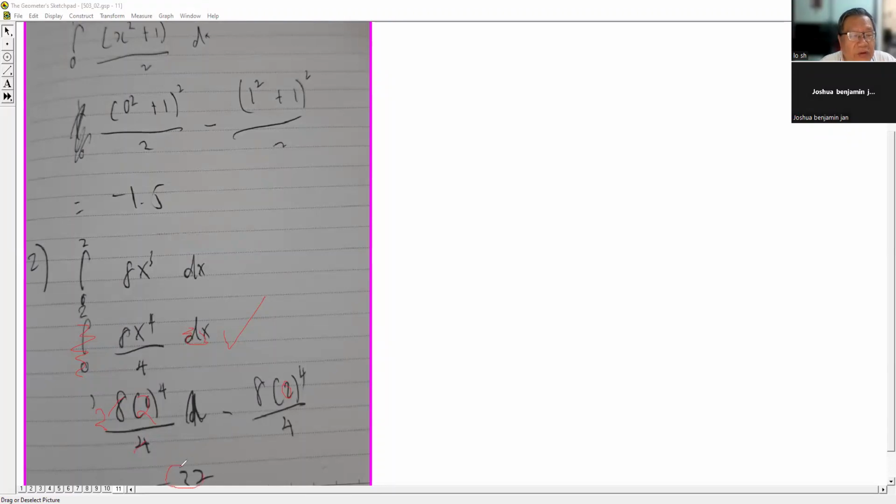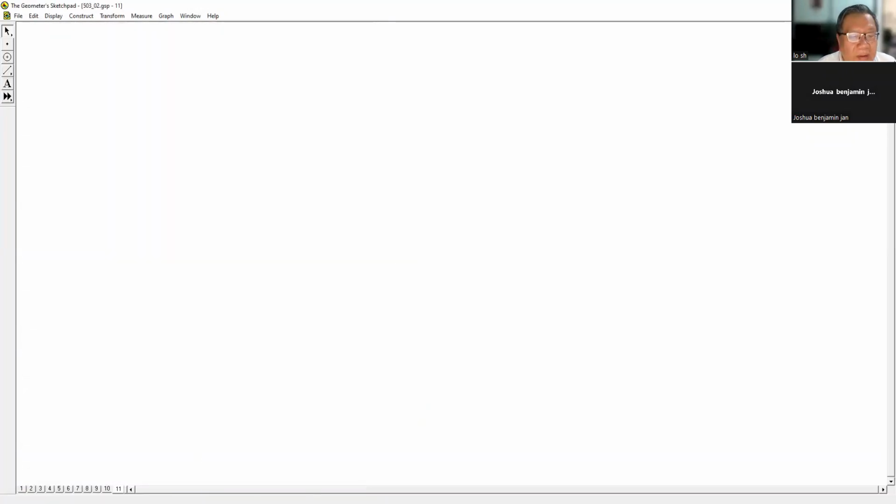But it's not negative 32. Answer is positive 32. Because you terbalik the upper and lower limit. Otherwise, this is correct. If you don't terbalik the upper lower limit, it's correct. So this one actually you know how to do, except the upper and lower limit. So any question regarding this? No. Then clear. Then delete this. Okay, right. Next one.